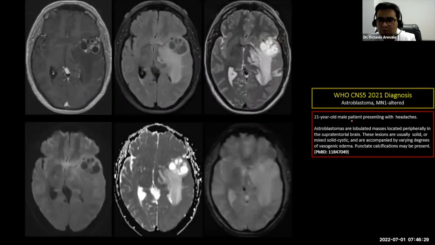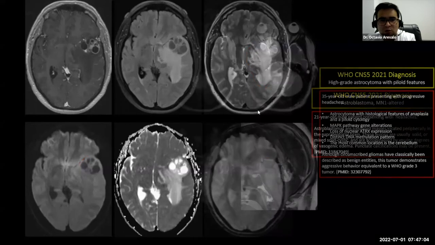This is a 21-year-old male patient with headaches. And you see this multi-cystic subcortical tumor that shows some areas of linear enhancement and solid enhancement with a lot of edema, in a young patient with no restricted diffusion, no hemorrhage or calcifications. This is very hard to call based on MRI, but this is what astroblastomas look like, which are one of the circumscribed gliomas, and these are a grade 1 type of tumor, astroblastoma.